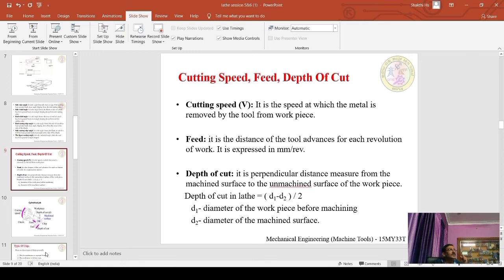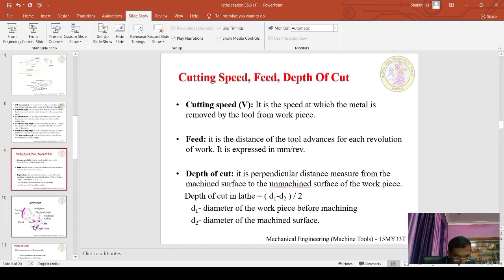Another one is depth of cut. It is the perpendicular distance measured from the machined surface to the unmachined surface. Before machining and after machining, the depth of cut given is measured as D1 and D2. Depth of cut in a lathe is D1 minus D2 over 2, where D1 is the diameter of the workpiece before machining and D2 is the diameter after machining, divided by 2.